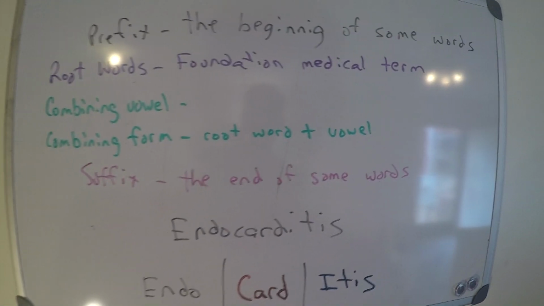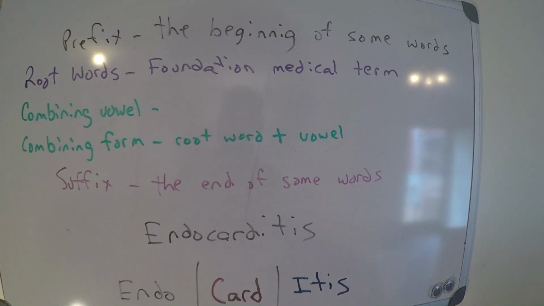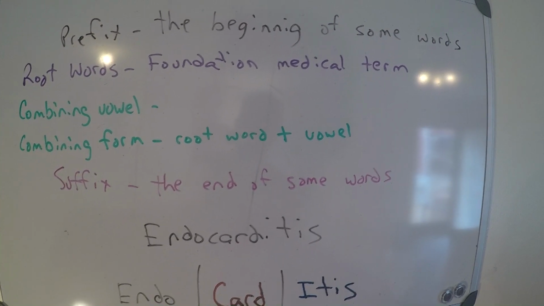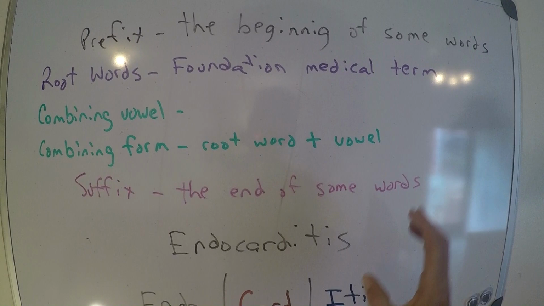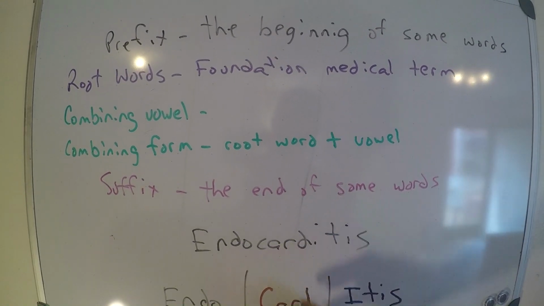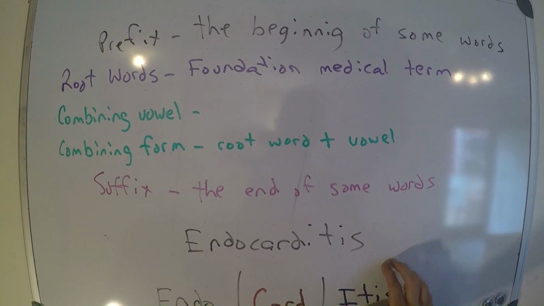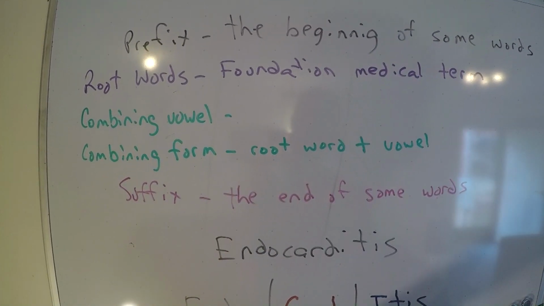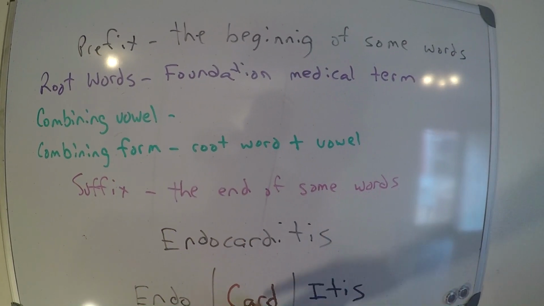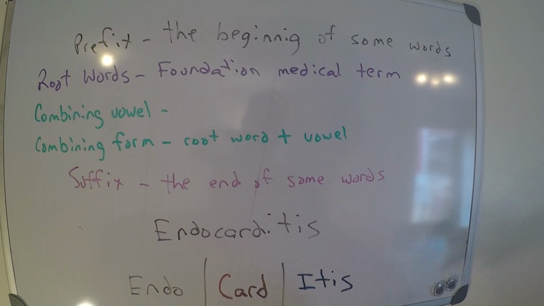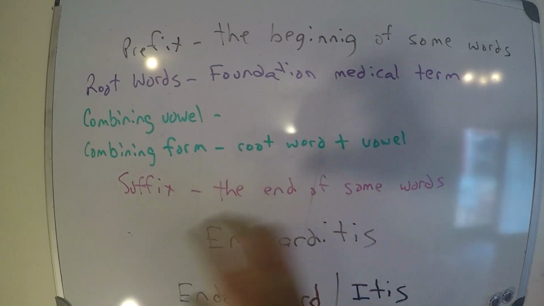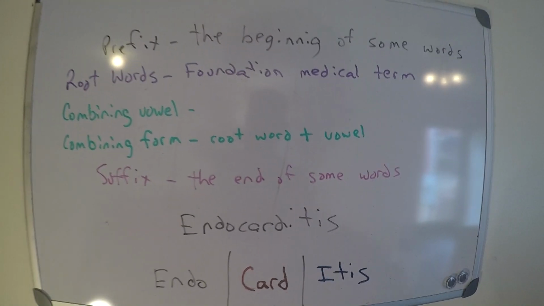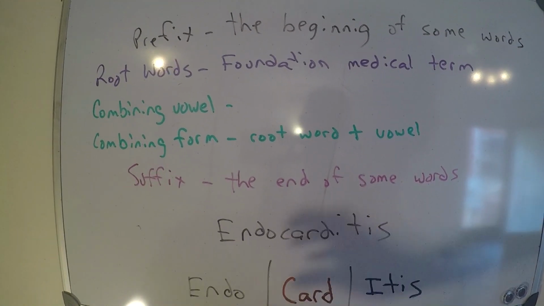Now, I don't know if this is always true, but I have started to pick up on something. And as we learn this, we pick up on little things, little hints and tricks and tidbits. I've noticed that when I read a word, I always start out with the suffix. The inflammation of the inside of the heart. So it seems to me, so far in my training, I go suffix, prefix, root word. I don't know if that's always true, but the inflammation of the inside of the heart.